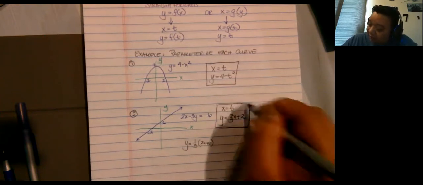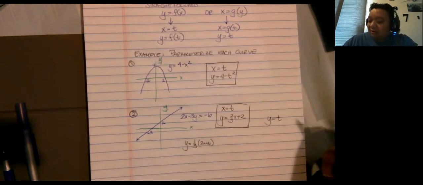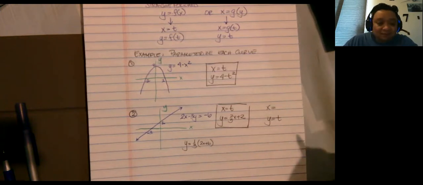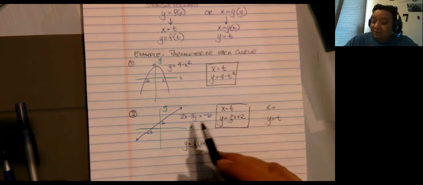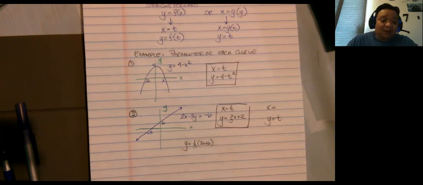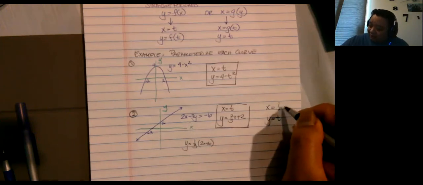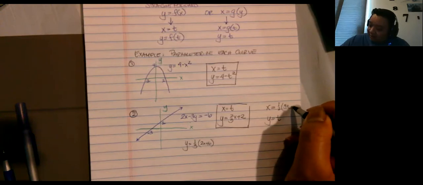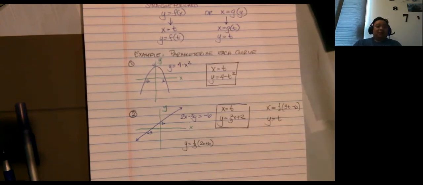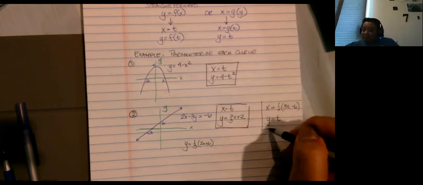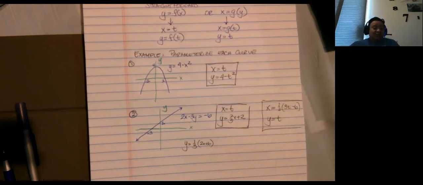There's another one. If you let y be t, what will x be then? You can do that because you can also solve for x instead of y. If you solve for x, you're going to get 1/2 times 3t minus 6, and that would be another answer. Which means parameterization is not unique. There's more than one answer to a problem.